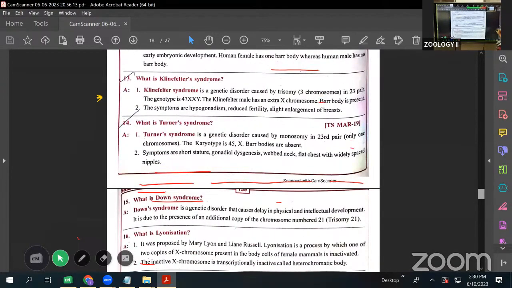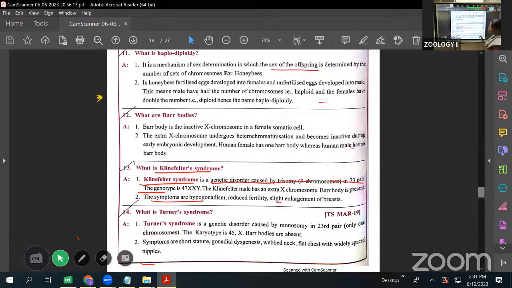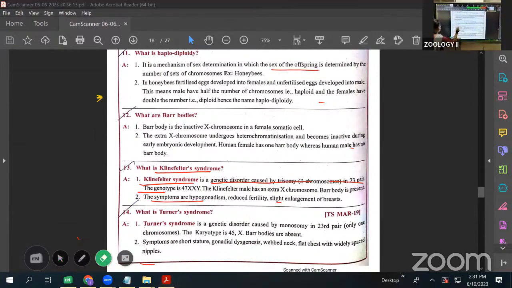Next, Klinefelter syndrome and Turner syndrome. These two are also important. The first is Klinefelter syndrome. Normally, how many chromosomes are present in a human? 46 chromosomes. Sometimes abnormalities occur during meiosis division, where one less chromosome occurs in one cell and one extra chromosome occurs in the other, which causes abnormalities in the karyotype.